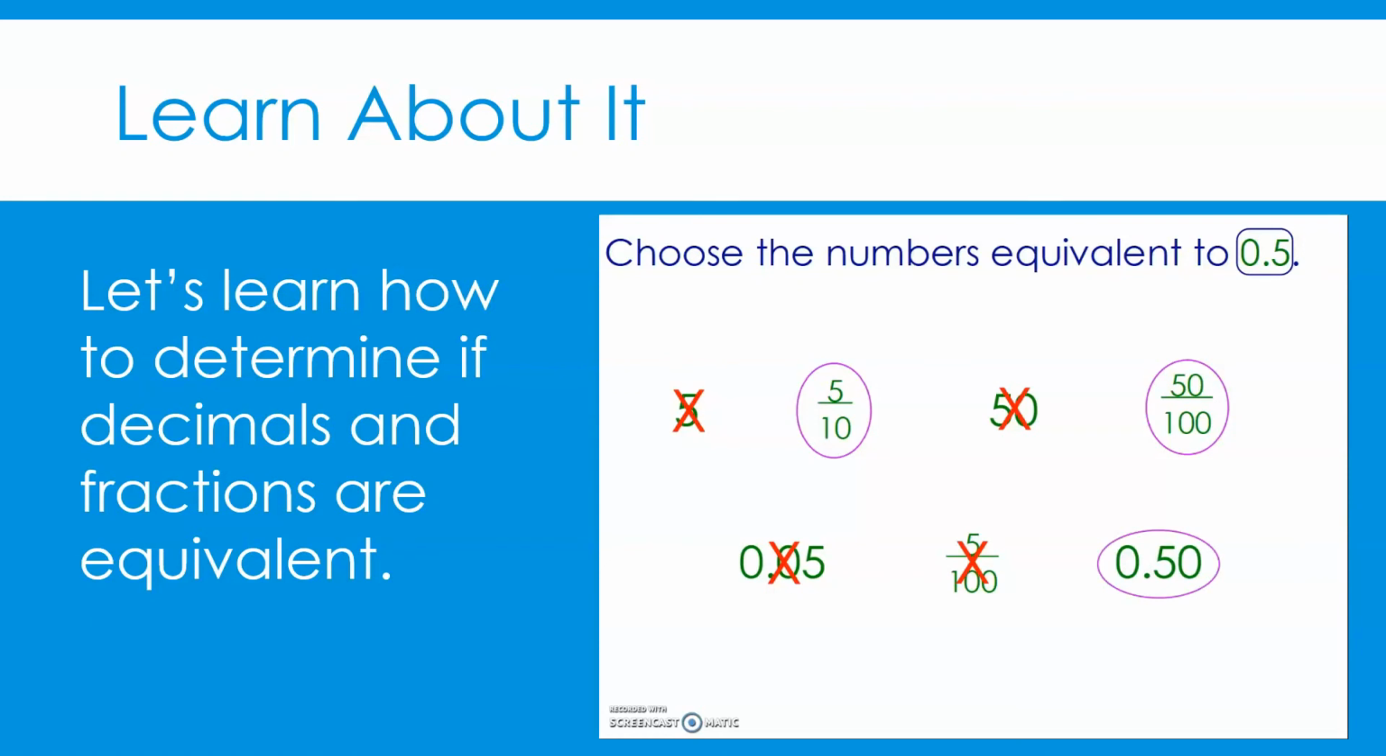So the numbers that are equivalent to 5/10 are 5/10 written as a fraction, 50 hundredths written as a fraction, and 50 hundredths written as a decimal.